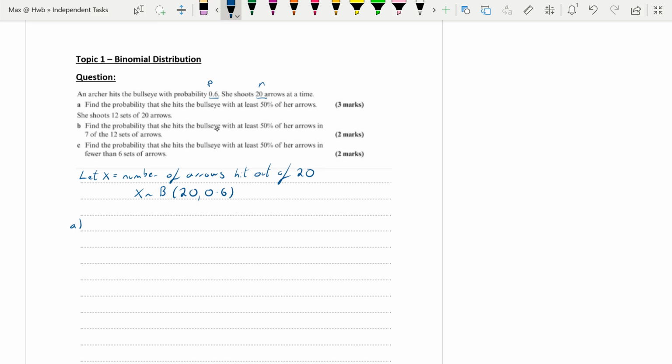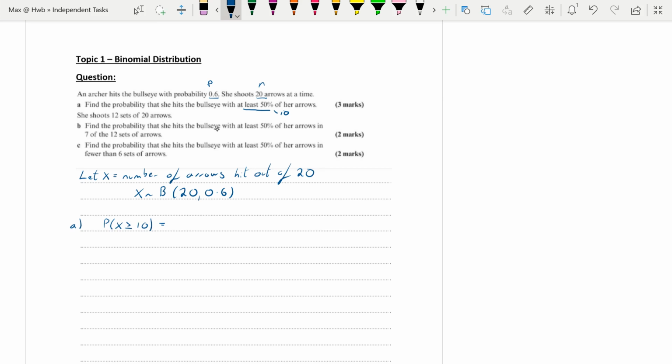The first one says, find the probability that she hits the bullseye at least 50%. There's no number, but it does say 50%. If she's going to shoot 20 arrows, 50% would be 10 arrows. So I'm looking at the probability of being at least. We need to get used to wordings in binomials. At least is going to be greater than or equal to, and I'm going to calculate this.